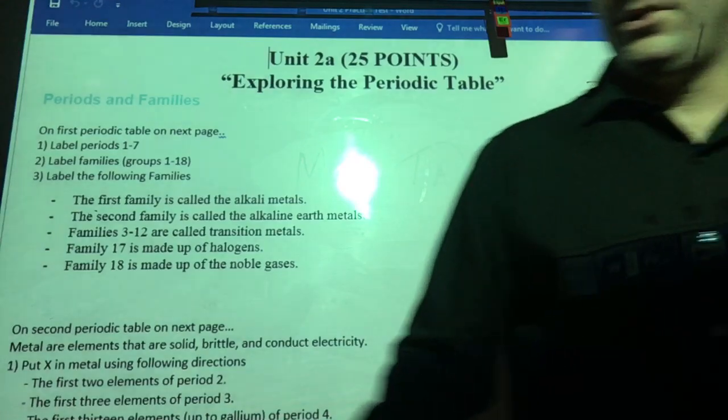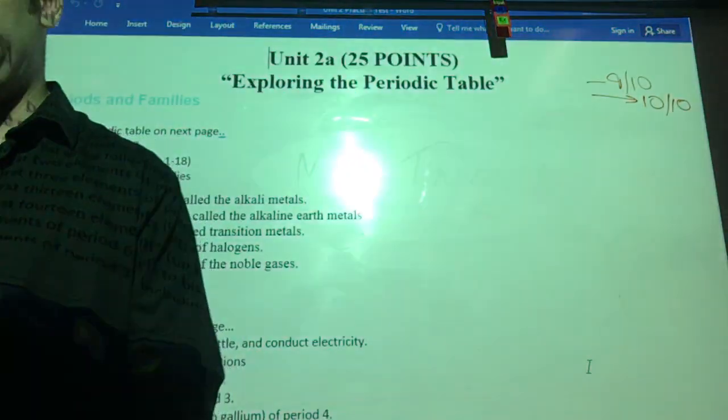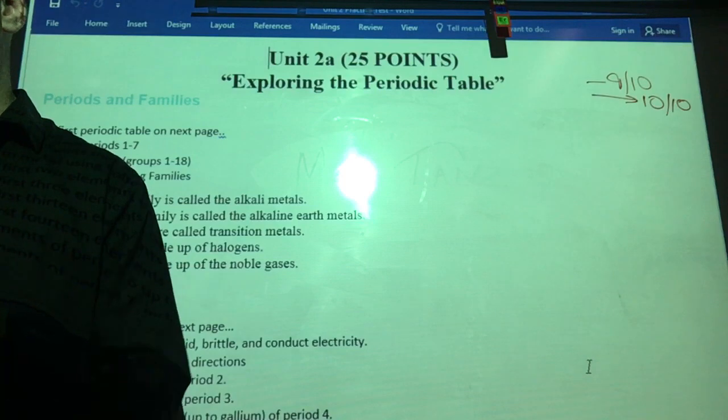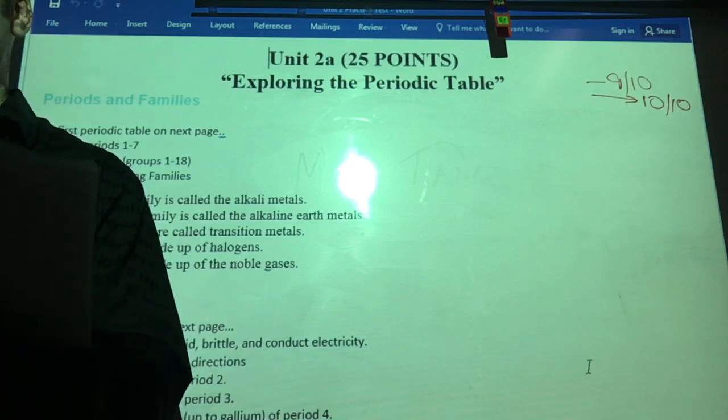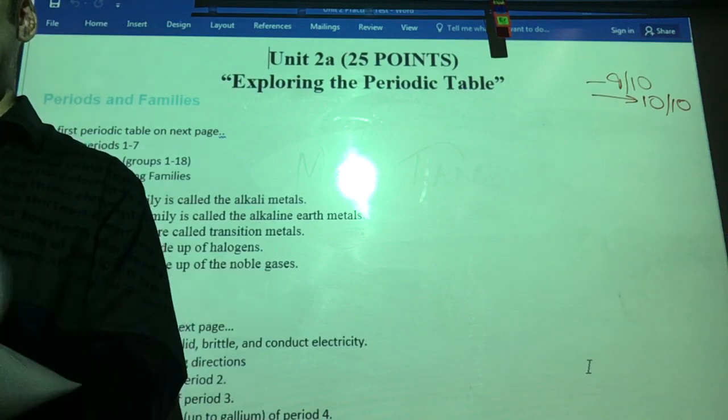Here's your review for Unit 2 test. It's going to be tomorrow or Friday. It's a 100-point summative. It is on the periodic table. The first couple pages is on the periodic table. Then it's on atoms. Then it's on isotopes. And then it's on ions.